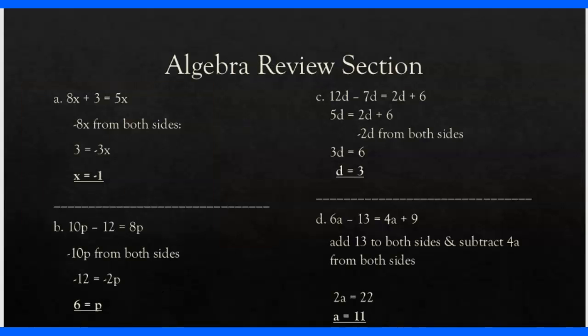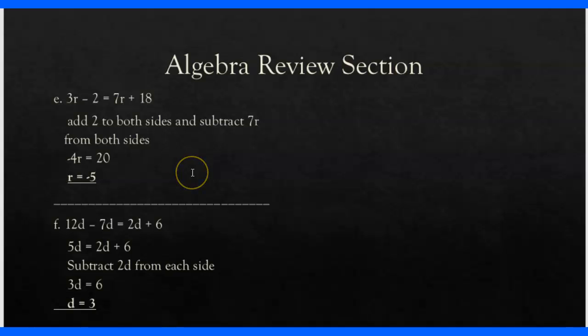All right, the last ones were your algebra. Here are the answers. If you had trouble or got these wrong, please look through. I've worked them out. But A is -1, B is 6, C is 3, D is 11, E is -5, and F is 3.